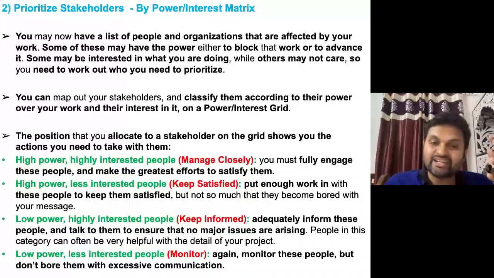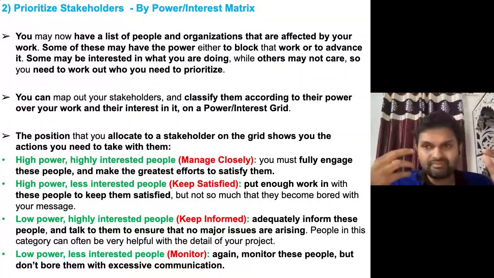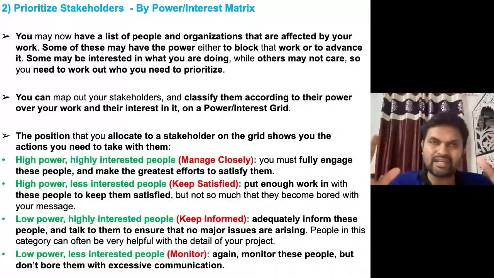Whatever concerns they may have, try to sort them out. Low power, but highly interested people: keep them informed so that no issue will be raised in the future. Low power, low interest: monitor them, right? Don't ignore them.